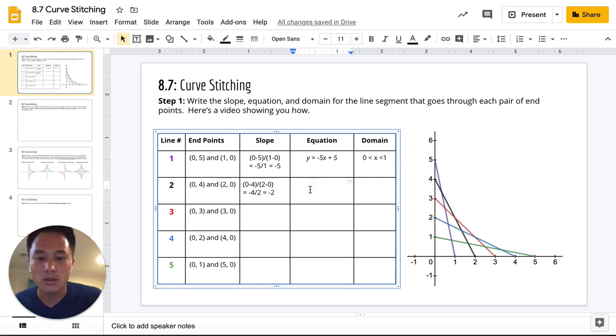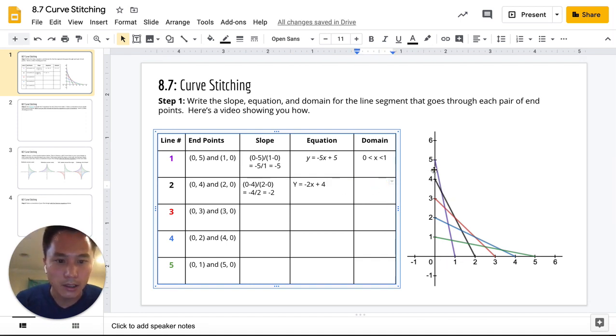My equation, slope-intercept form, y equals mx plus b. The slope is negative 2, so I can say negative 2 times x plus the y-intercept. I know from this point right here that the y-intercept is 4, because when x is 0, y is 4. There's my equation. The domain.